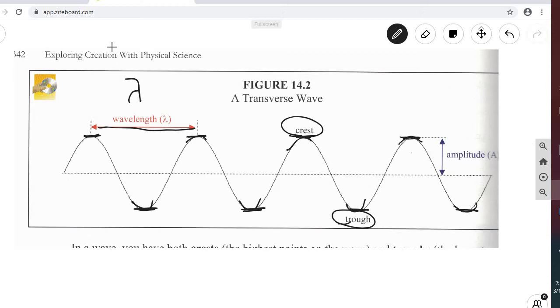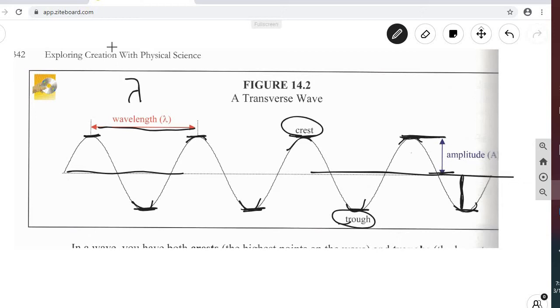Another variable that is measured is the amplitude. And notice that for the amplitude, we have this imaginary line that runs through the middle, and the amplitude is measuring from that line in the middle to the crest. So it's the height of the wave. You could also measure in a downward direction, and you'd get the same thing. So it's just measuring the height of the wave, and we call that amplitude.